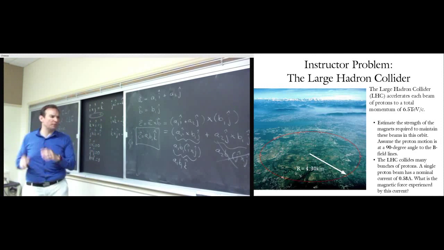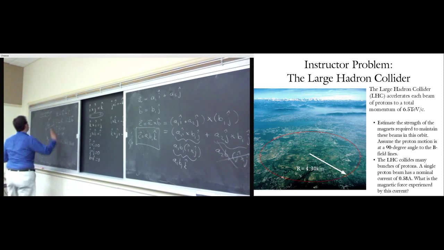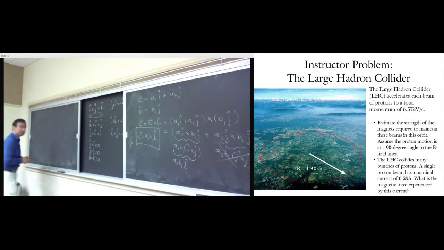So let's see what that means. Okay, that's a nice hint. Anytime you have that, the problem has been greatly simplified for you. All right, so let's take a look at that. Let's start with the force on a single proton. The force on a single proton will be equal to the charge of the proton, which is just the elementary charge, E, times its velocity vector, crossed into the magnetic field. Well, we don't know the velocity vector, but we are given the momentum.